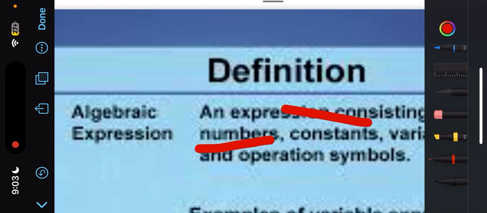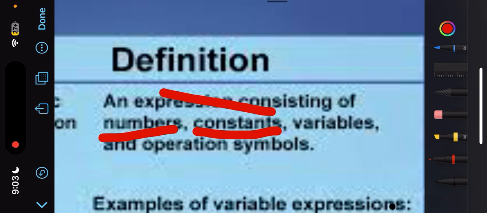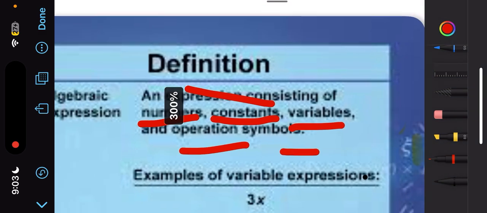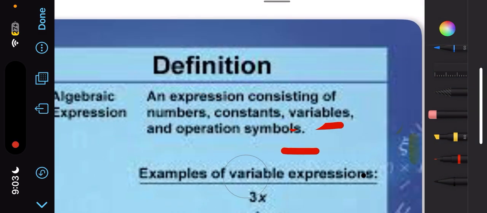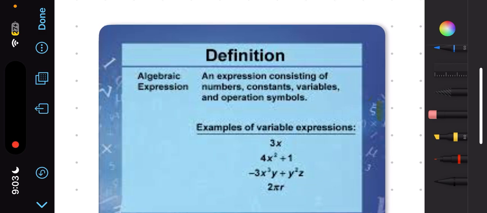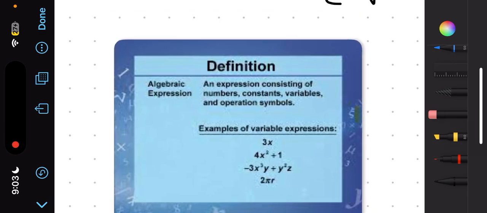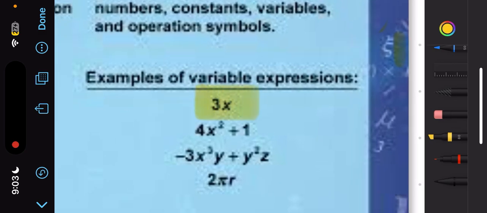It consists of numbers, constants, variables and operation symbols. For suppose we also have here some examples: 3x, it is an expression. 4x power 2 plus 1, it is an expression.